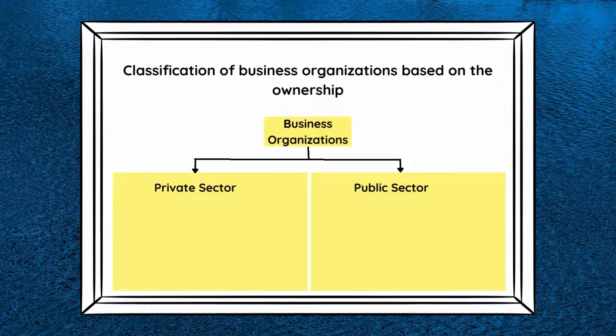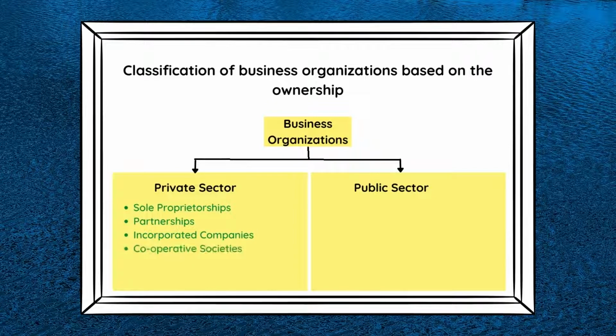Businesses owned by an individual or a group of individuals are known as private sector businesses. Private sector businesses can be further classified as sole proprietorship, partnerships, incorporated companies, cooperative societies, and other associations.